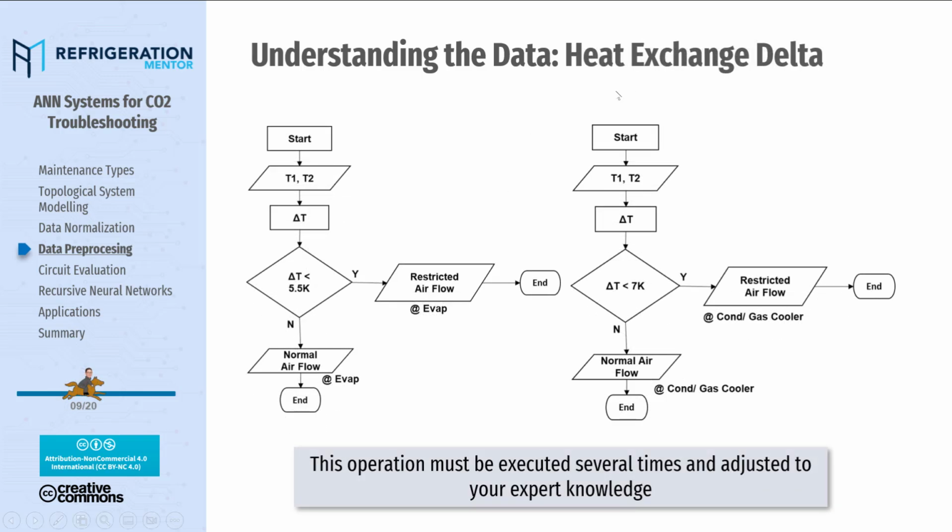This can be extrapolated, for example, to see the different deltas that you want to evaluate in a system using the same principle. In this case, we have the delta for the evaporator, and in this case, we have a delta for the condenser or a gas cooler. It depends on the system that you are working with right now.